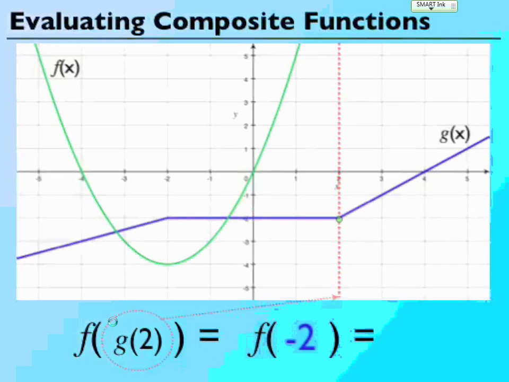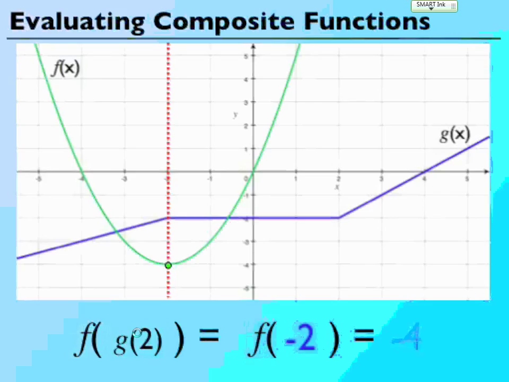So we draw a new line here where x is -2. And then we're going to go ahead and figure out where that hits the f function now. Now we're doing f of -2. So that hits all the way down at an output value of -4. So our final answer there is -4.